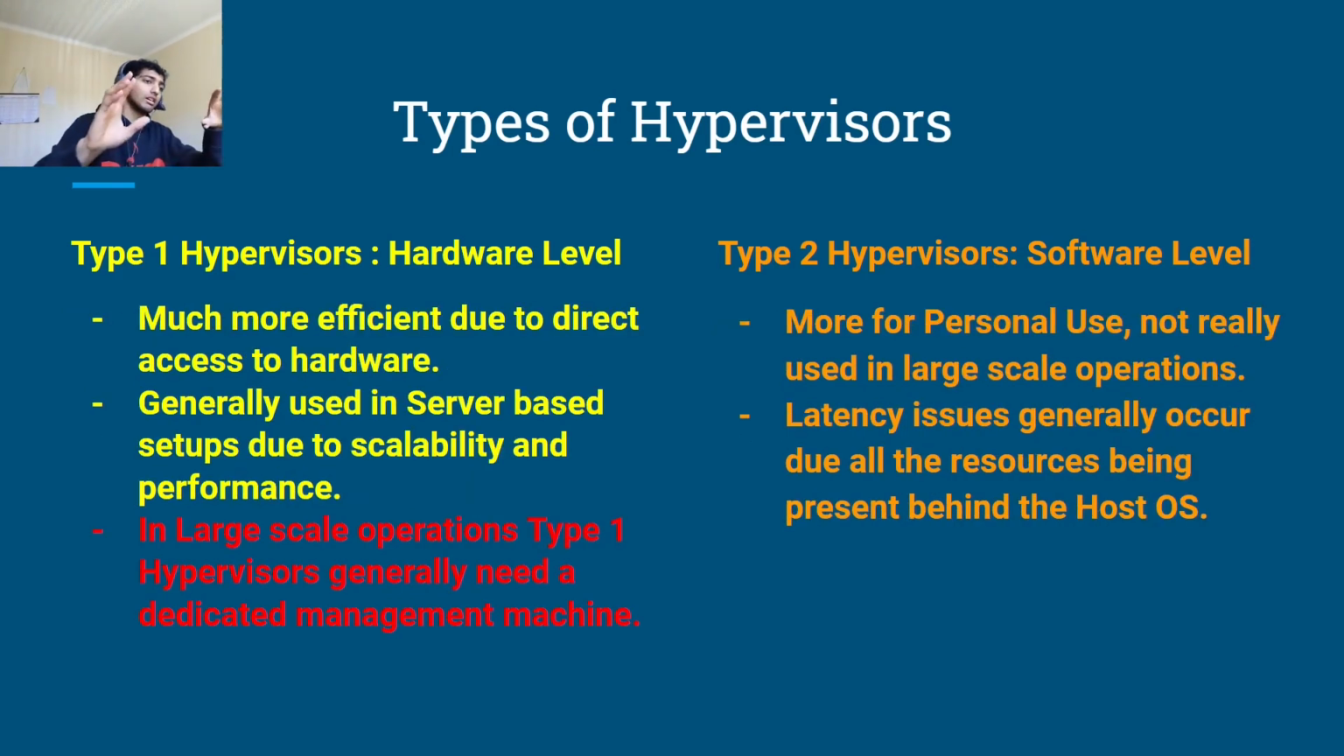Type 2 hypervisors are more for personal use, right? They're not really used at large scale. So if you have Windows and you want to just spin up your favorite Linux, you would generally use Type 2, because you just download VirtualBox or something of the sort, and then download your ISO file from wherever. So if you want Windows 10 as a virtual machine, you just download the Windows ISO, and then you have your virtual machine up and running.